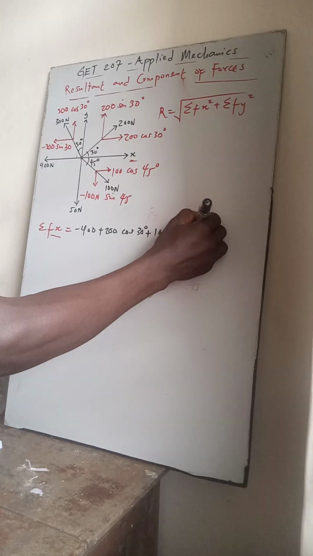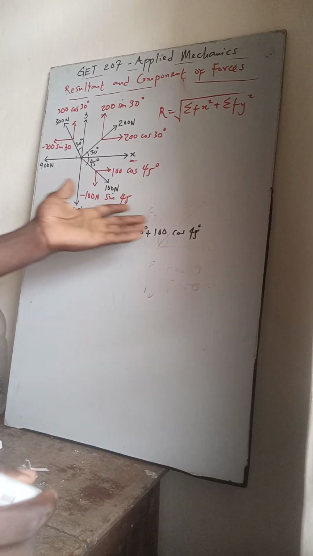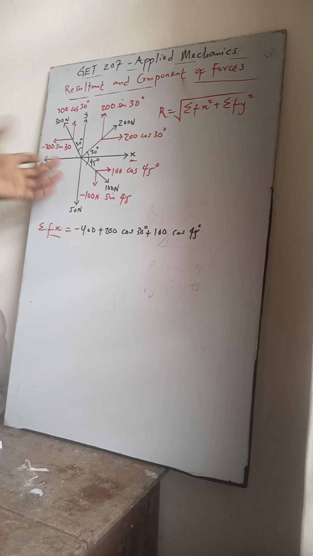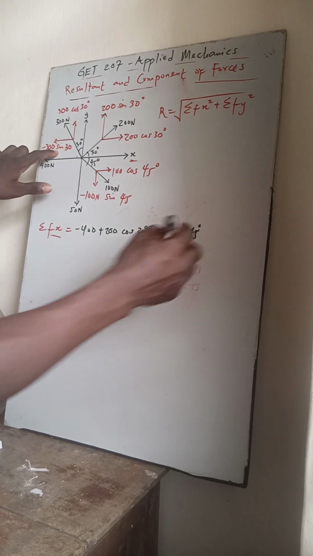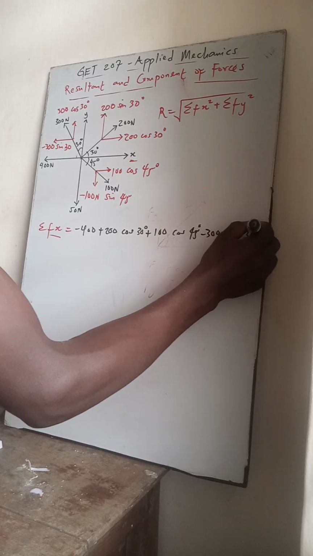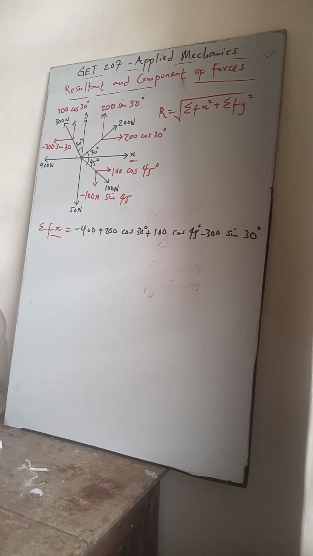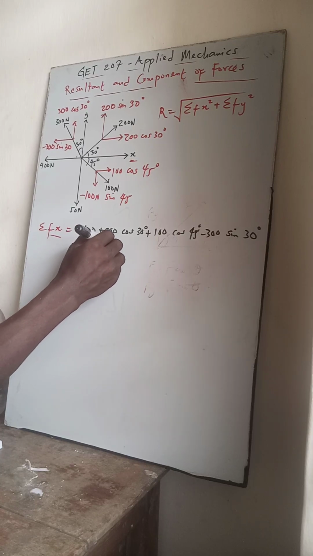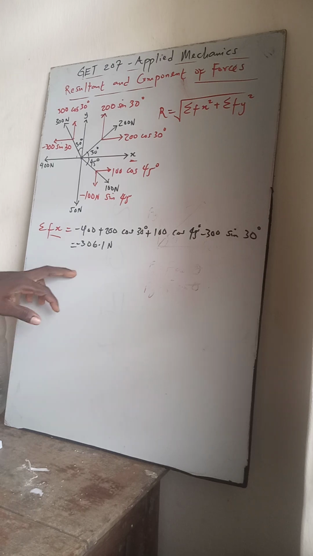Do you have any other? We also have this one, minus 300 sine 30. So if you calculate that one by one, we have minus 306.1 Newton. So that's for that one.